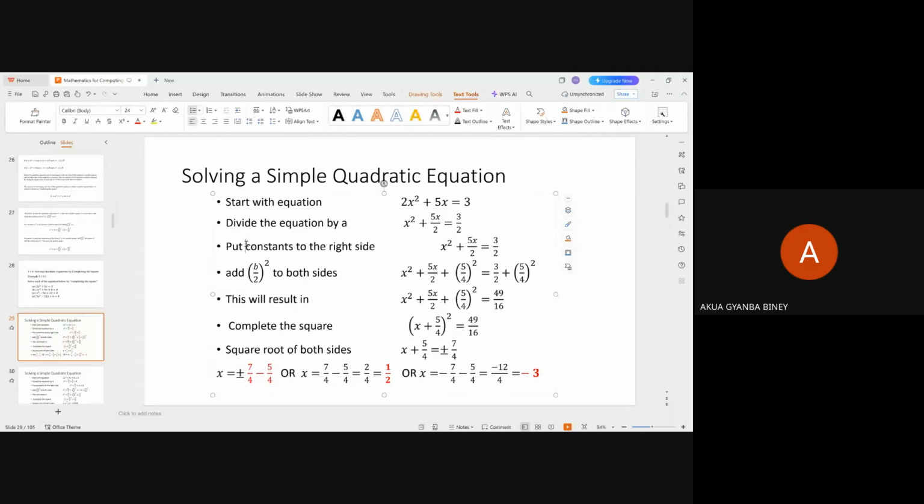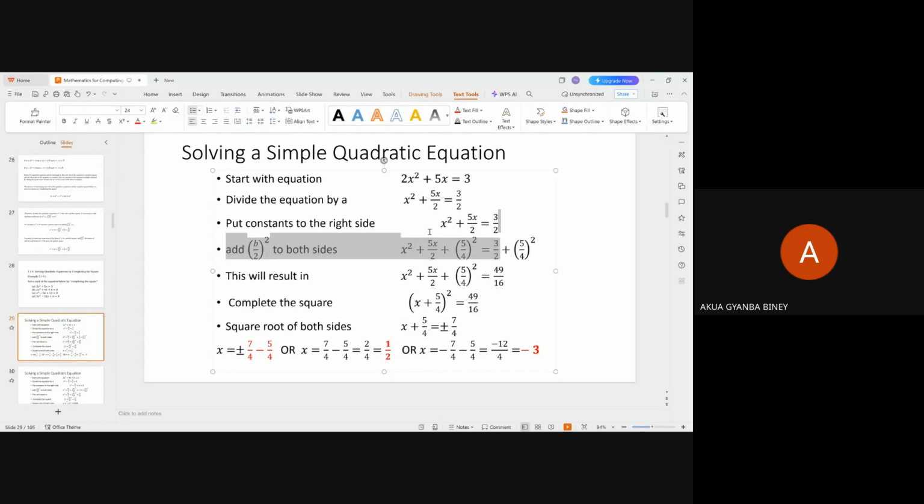Now put constants to the right. The constant here is actually already on the right hand side, so no problem. But you realize in the other questions, they were all equal to 0, meaning the constant was on the left hand side. Don't forget, put the constant to the right. This situation was already there, so that is fine.